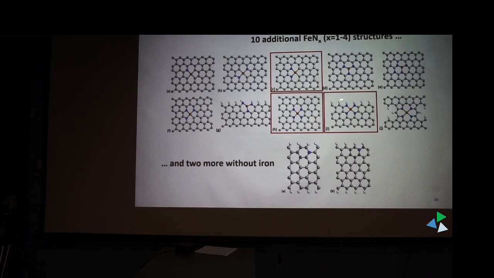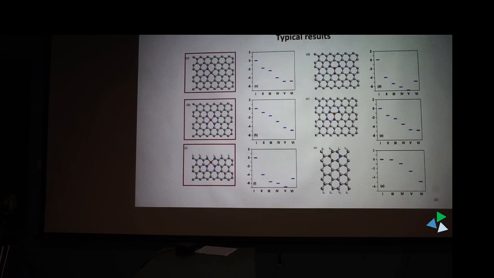I won't show you the results for all of them, but I will show you some typical results and surprising results. For the first 3 here, these are the ones that we have seen in our pyrolysis simulations. This is again the free energy as a function of the reaction step. You see that this one, the FeN2 group, is probably a good catalyst. This one is even better because we have a clearly decreasing energy.